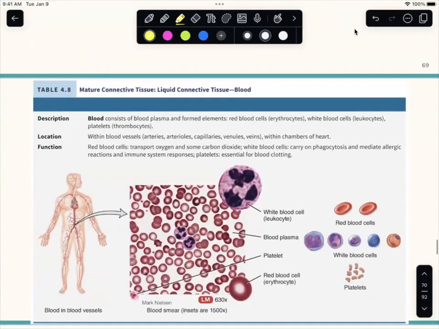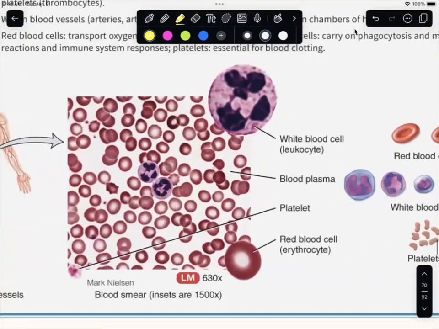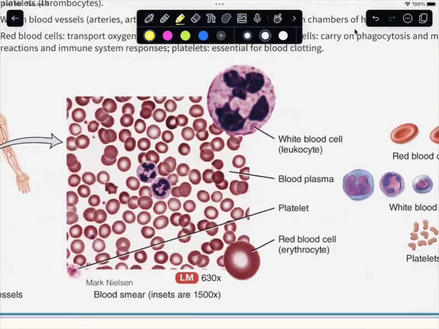So let's look at blood here. So within blood, you see all of these little red circles. Those are all of your red blood cells. Your red blood cells do not have a nucleus when they are out in circulation. They have a nucleus when they're developing. They get rid of their nucleus before they go out into circulation around your body and do their job.